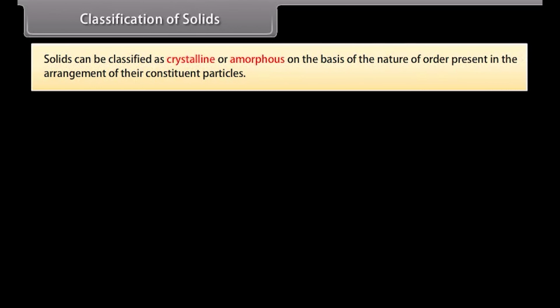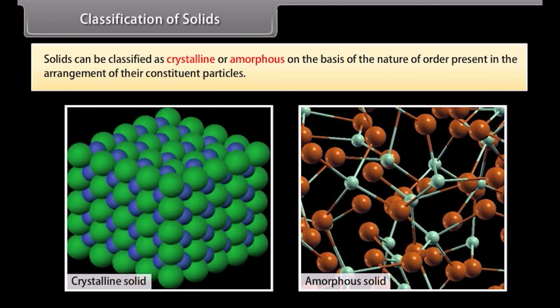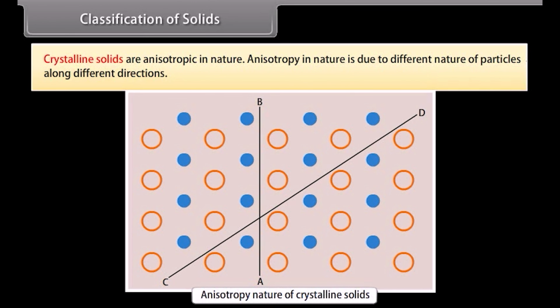Classification of solids. Solids can be classified as crystalline or amorphous on the basis of the nature of order present in the arrangement of their constituent particles. Crystalline solids are anisotropic in nature. Anisotropy is due to the different nature of particles along different directions.